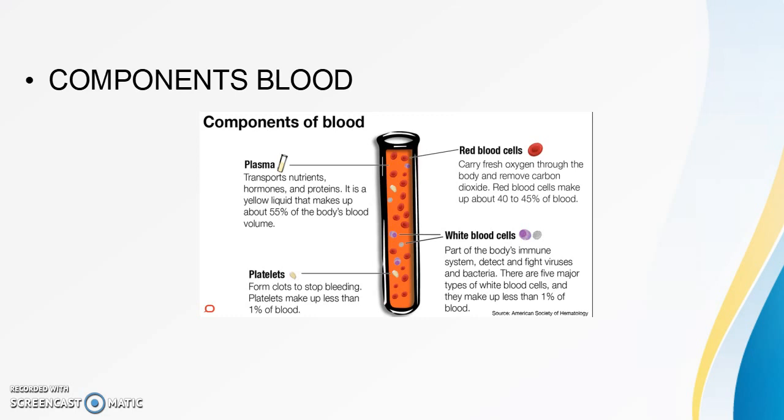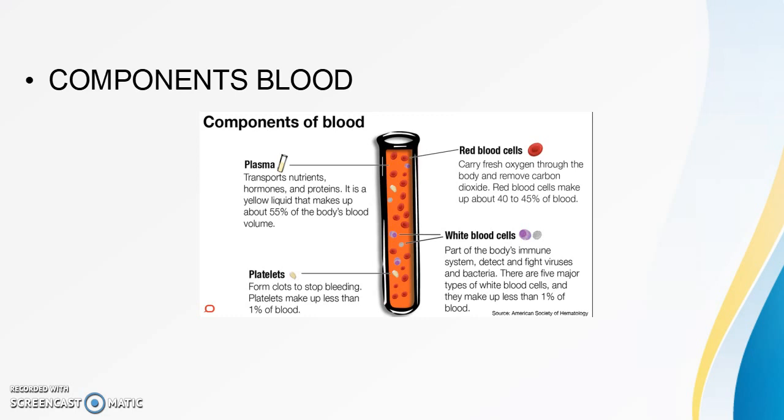The red blood cells. Red blood cells carry fresh oxygen through the body and remove carbon dioxide. Red blood cells make up about 40 to 45% of blood. The platelets. Platelets form clots to stop bleeding. Platelets make up less than 1% of blood.